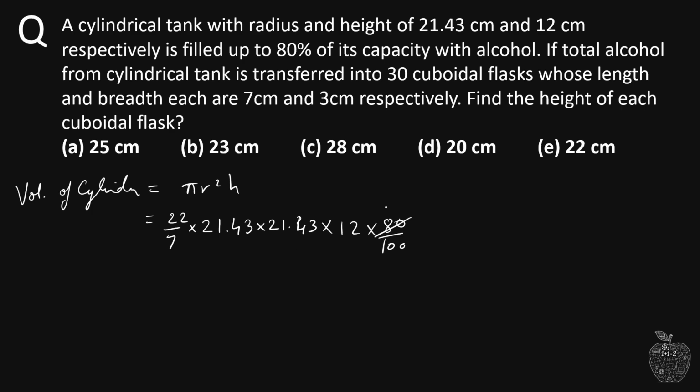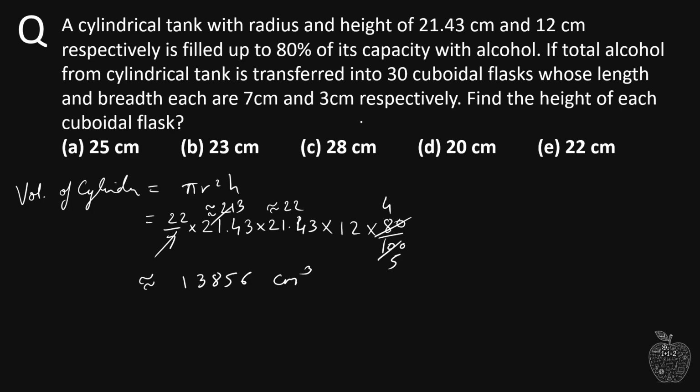So let's solve this. Here we can approximate 21.43 as 21 and the other 21.43 as 22. So 21 3s are 21, 7 3s are 21. Here we get 22 into 22, 4 3s are 12, 12 into 12. After calculating all this, we'll get an answer approximately equal to 13,856 centimeter cube. You can calculate it by yourself. So this much alcohol is there in this cylindrical tank.